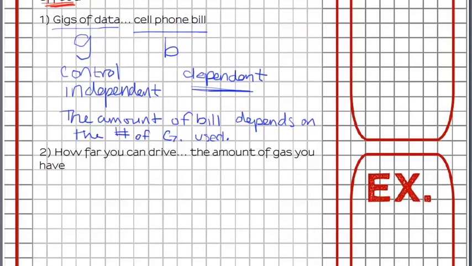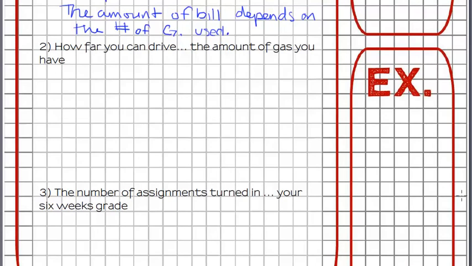Let's look at another example and see if we can figure out which is which. So here, how far you can drive and the amount of gas you have. So let's think about which is the cause and which is the effect. Does driving further cause less gas in the car, or does having less gas in the car cause you to drive further? And you could argue both ways on these. That's why these are sometimes confusing.